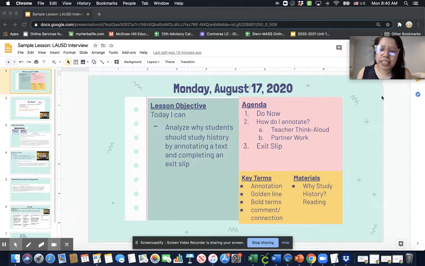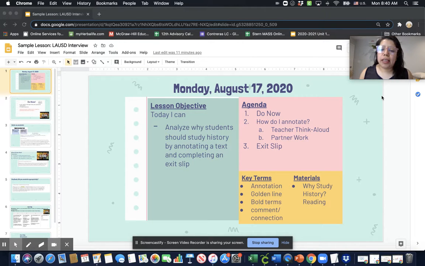Good morning, students. Today, we're going to go ahead and dive into our learning objective. Today, we're going to be analyzing why students should study history. We'll be doing that by annotating a text, and we will be completing an exit slip.